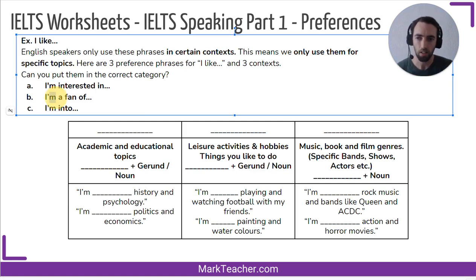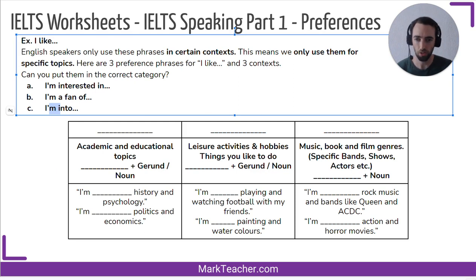The next phrase has the same rule. I'm a fan of. The third phrase, again: I'm into. Minto. I'm into.